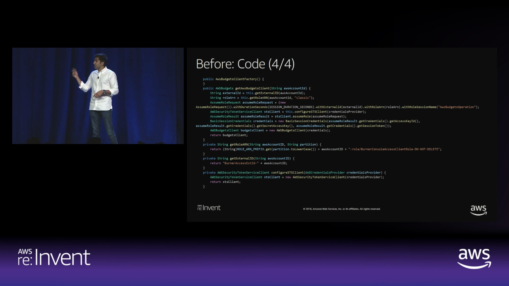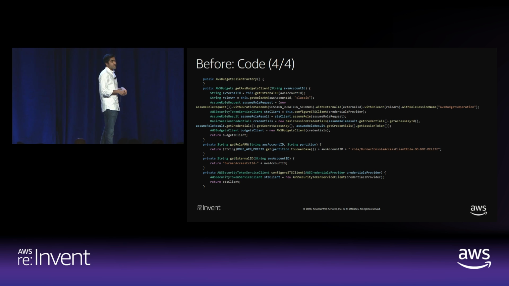And finally, this is the code that we have to configure the budgets client. We assume the cross-account administrator role on the account and then use those credentials to configure the client. Those are the credentials which are then used to call the relevant budgets API to create that budget.